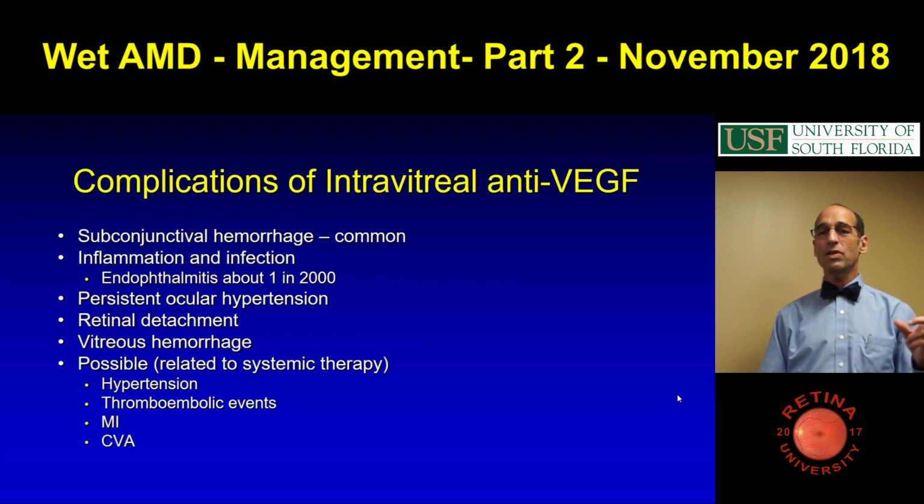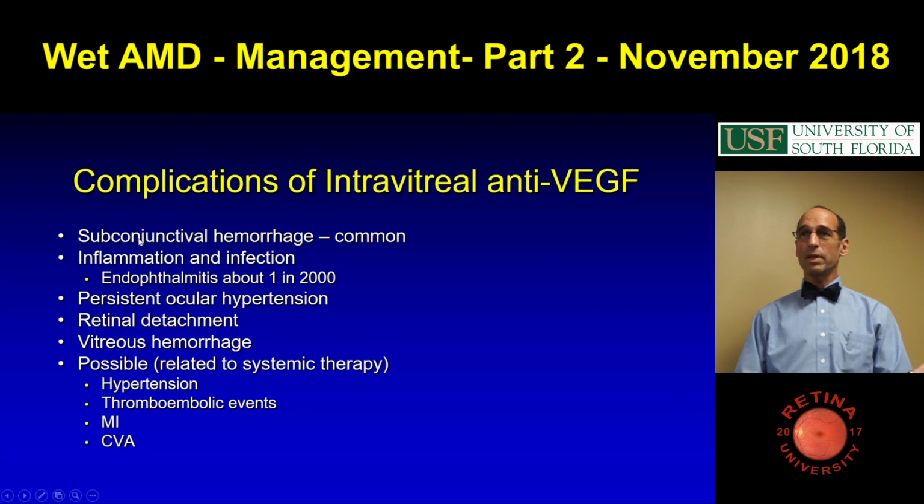And then there's complications, subconjunctival hemorrhage, like who cares? But you got to explain to people their eye can get red. It's a needle, and they're not zombies, so they have blood in their eye. And then inflammation, endophthalmitis is very rare. Persistent ocular hypertension is not that uncommon, 5 or 10%. Retinal detachment is super rare, but we did have one. A vitreous hemorrhage, and then systemic events are probably rare.